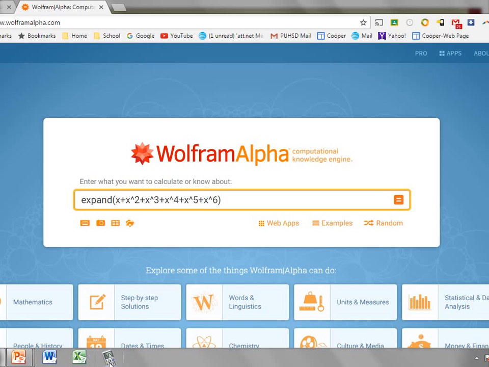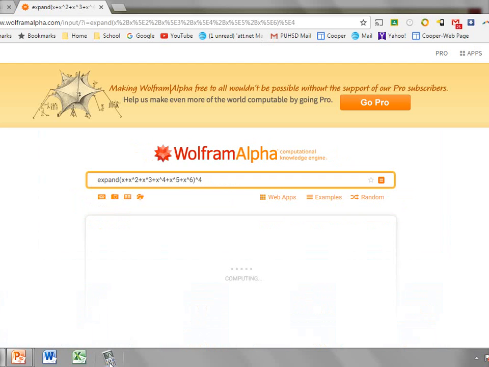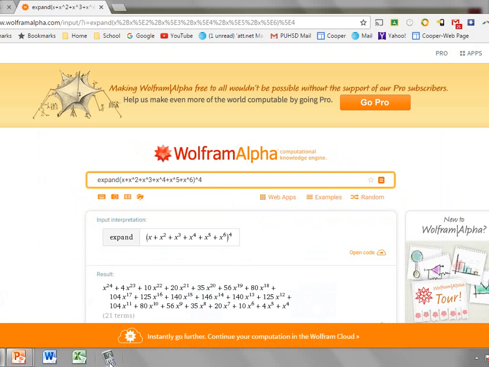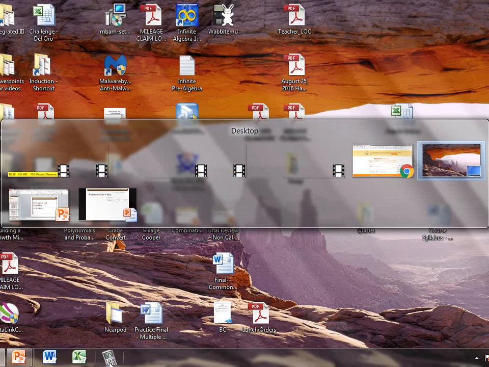And then I'm going to take this and I'm going to raise it to the fourth power, because that's what they had you do in the problems. And I think they gave you this one. So when it goes, it's going to do the calculation, and this is where the numbers come from. So this is how I'm actually finding these values. I'm not actually hand multiplying them out. I'm just utilizing these tools. Okay, so back to the PowerPoint.